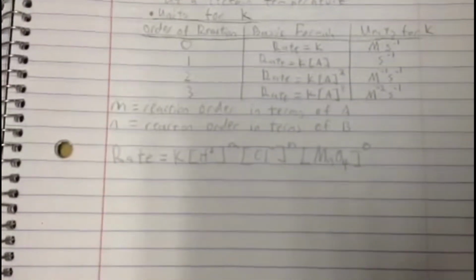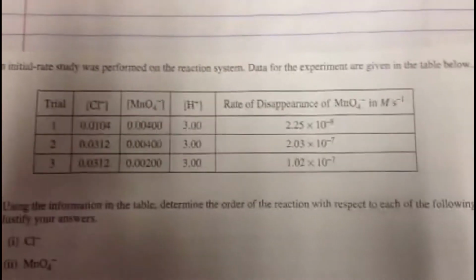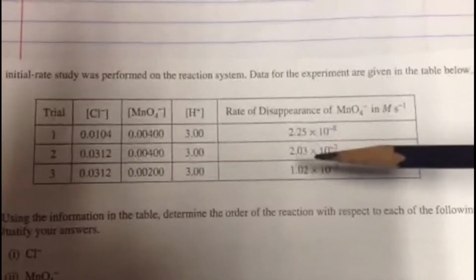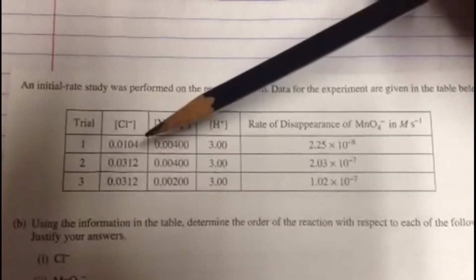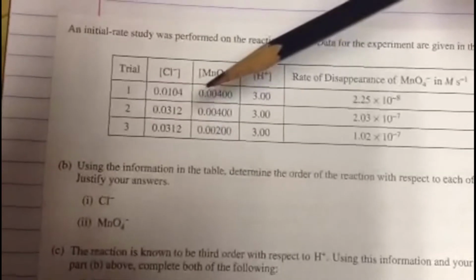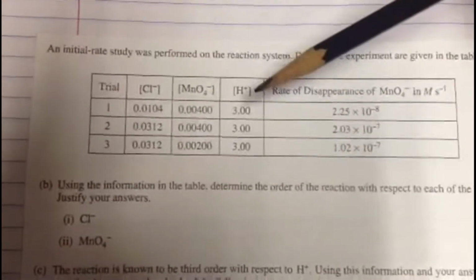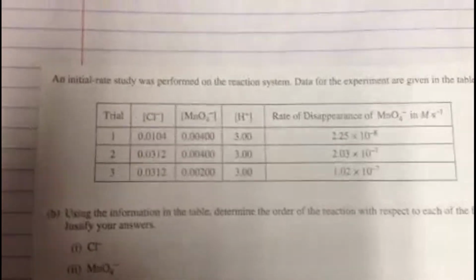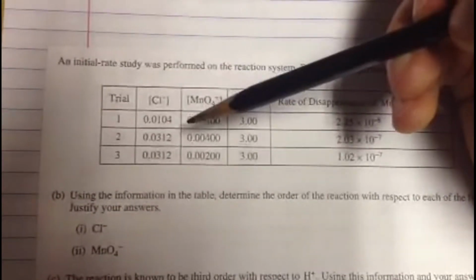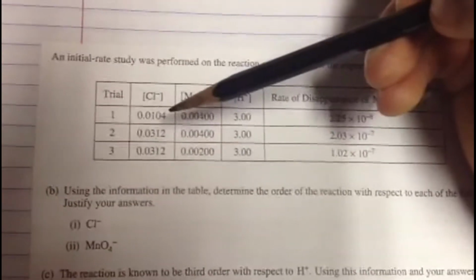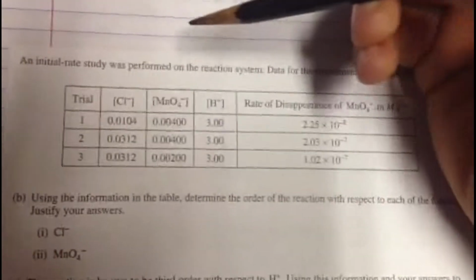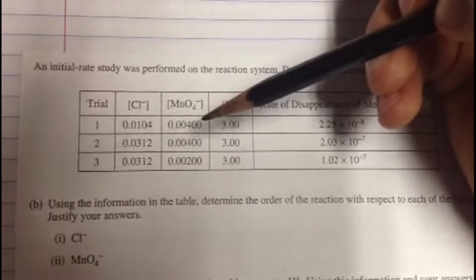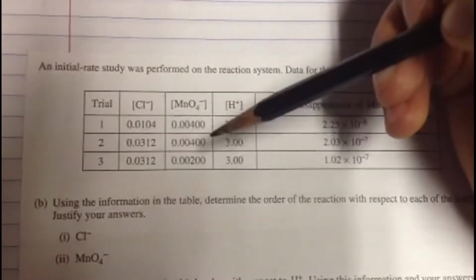So how we find the orders is you look at our table here, and they have 3 trials, and they have 3 different rates. So we look at the concentrations over here, and it says just find Cl minus and MnO4 minus, so we're not really worried about H plus because that stays the same the whole time. If we're finding Cl minus, we want to see where the concentration changes. So from trial 1 to trial 2 it changes, and then we need to look for where permanganate stays the same. So in trial 1 and trial 2 it stays the same.